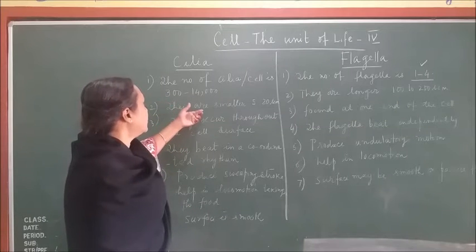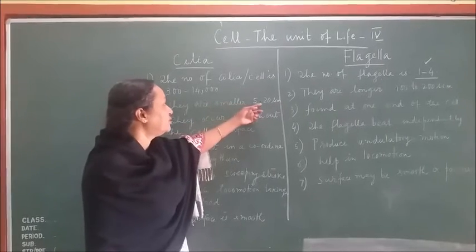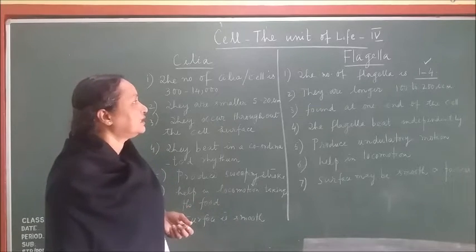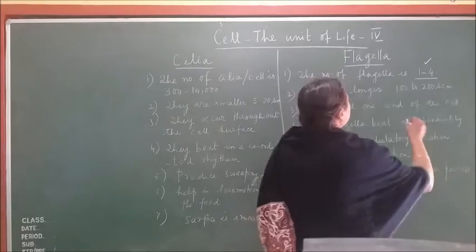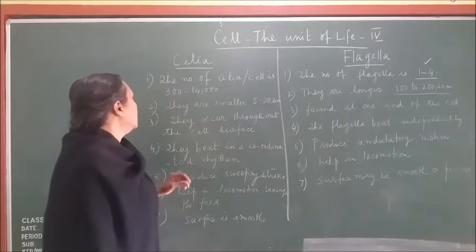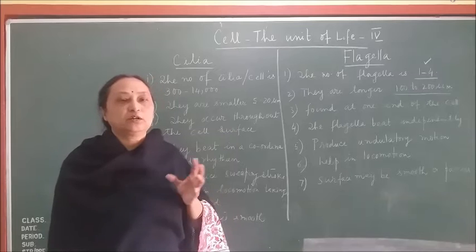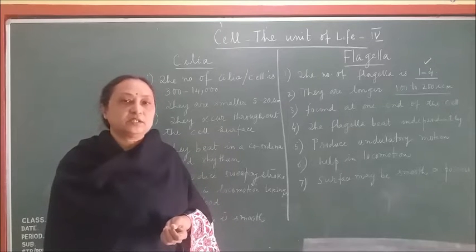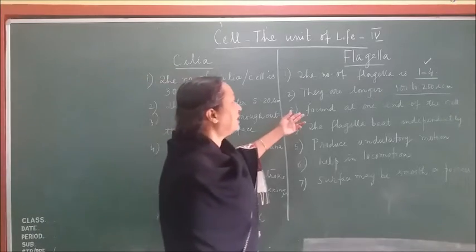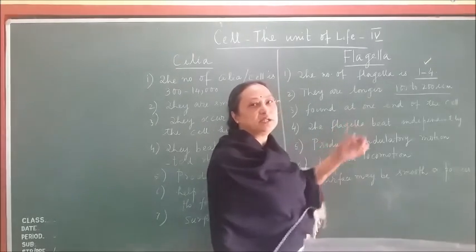Now if you consider the size of cilia and flagella, then cilia are smaller, only 5 to 20 micrometer in length, whereas flagella are much longer, 100 to 200 micrometer. Cilia occur throughout the cell surface, as I told you, all around the body of the organism. For example, in paramecium you can see the cilia distributed all over the body. Whereas flagella are found at one end of the cell.